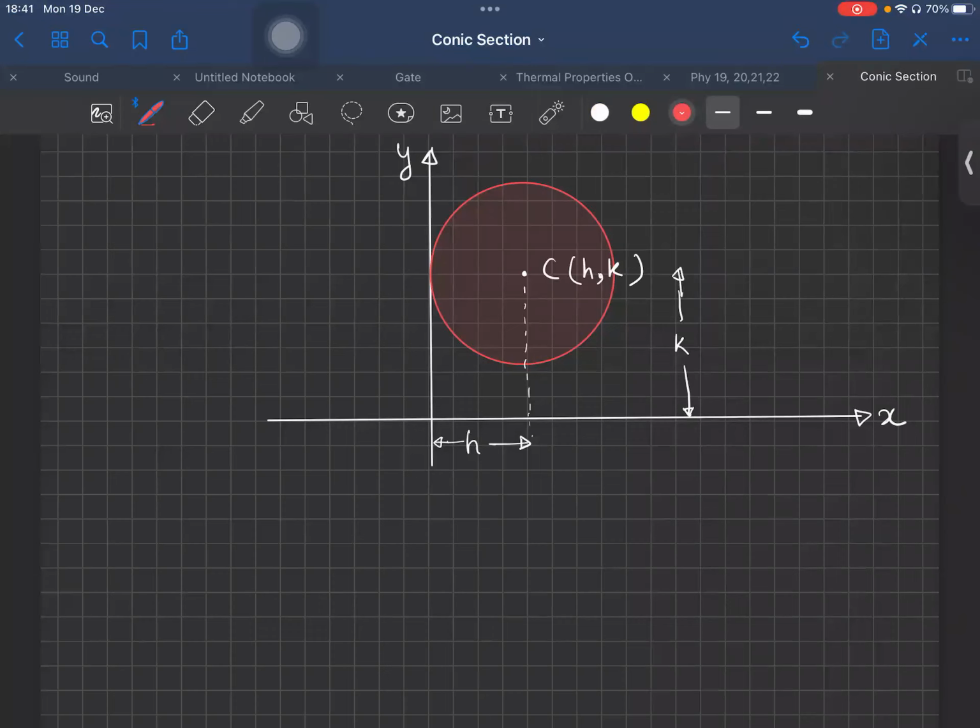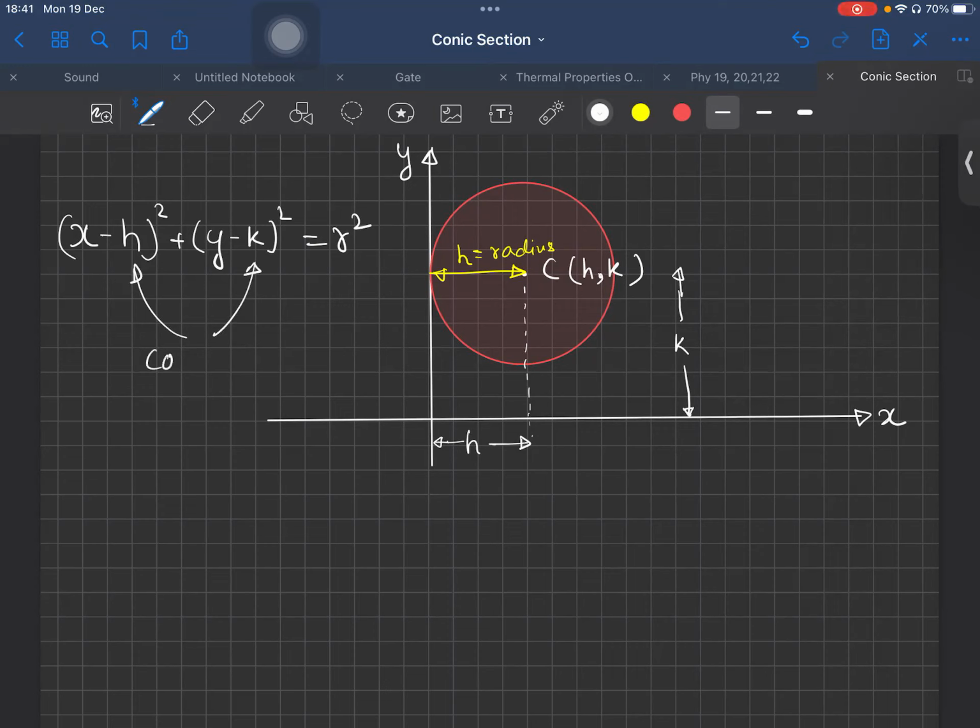So h is the radius. Hari, are you getting it? So see, always remember the general equation of a circle: x minus h square plus y minus k square is equal to r square, the radius square, and h and k is what? This is the coordinate of the center.